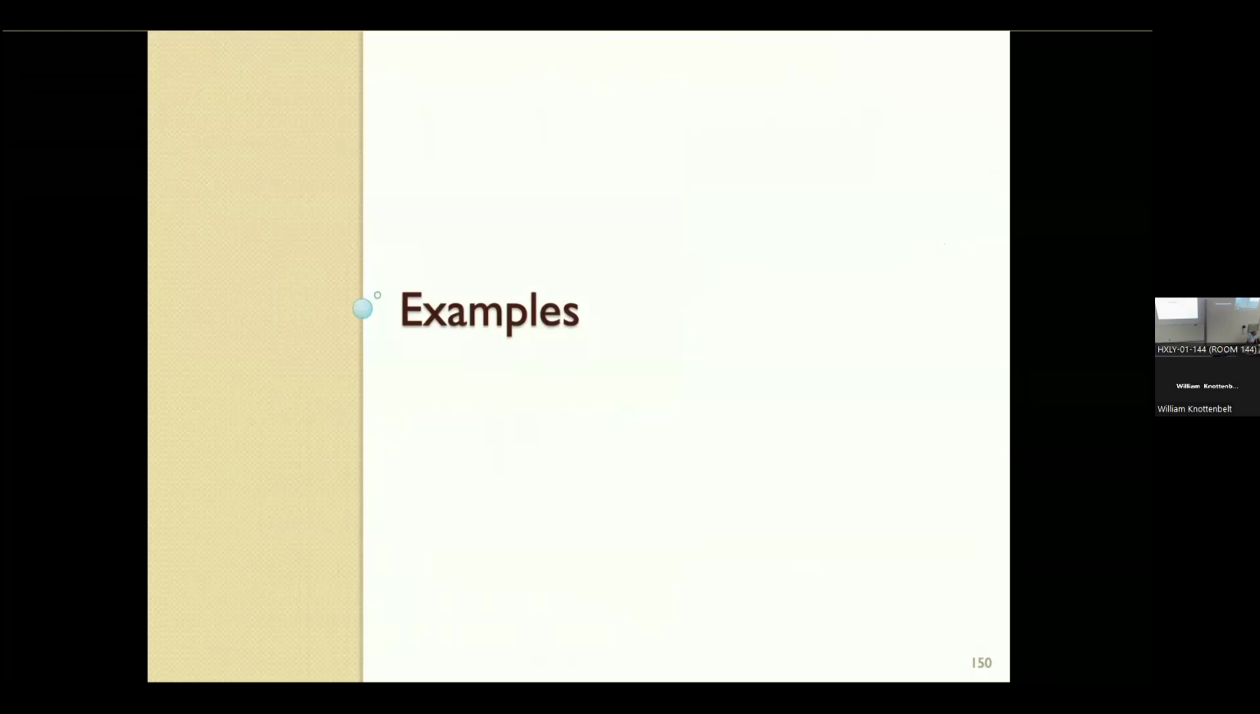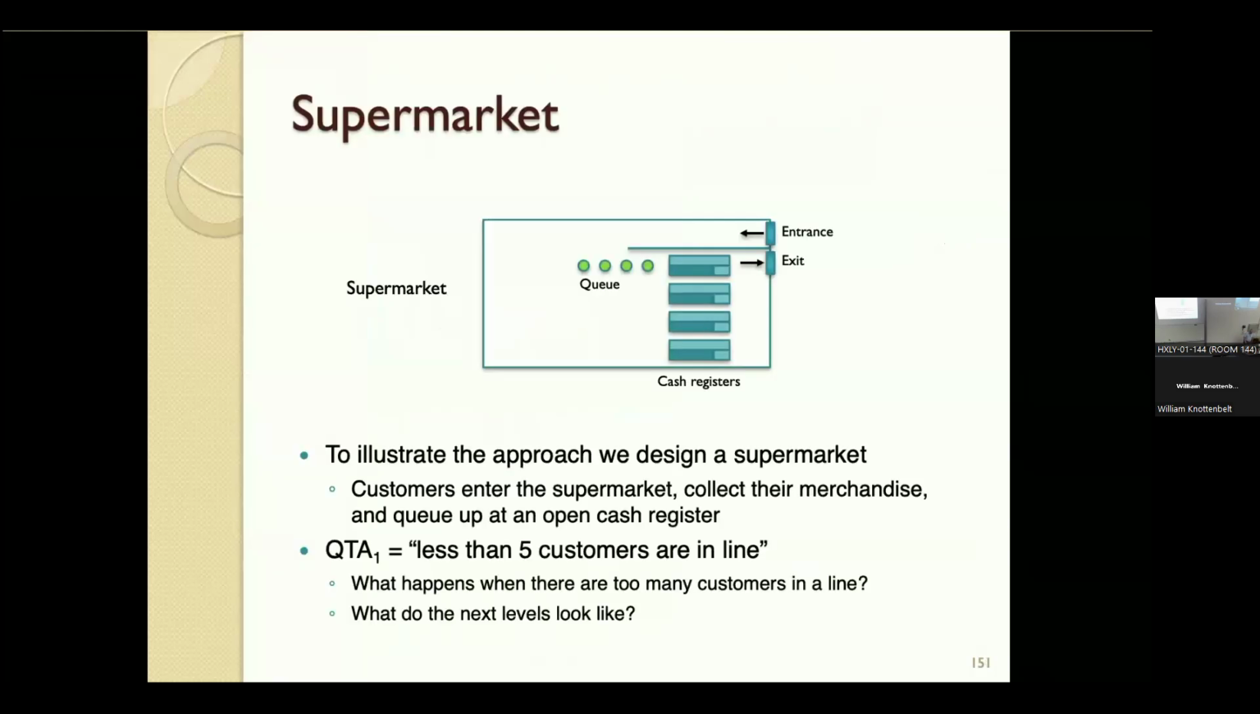Now let me show you some examples. One example is a supermarket. This is a kind of classic example. Here we have a supermarket, cash registers, entrance, exit. Customers enter, collect their merchandise, and queue up. And the QTA is, for example, that there are less than 5 customers in line, so not too much waiting.